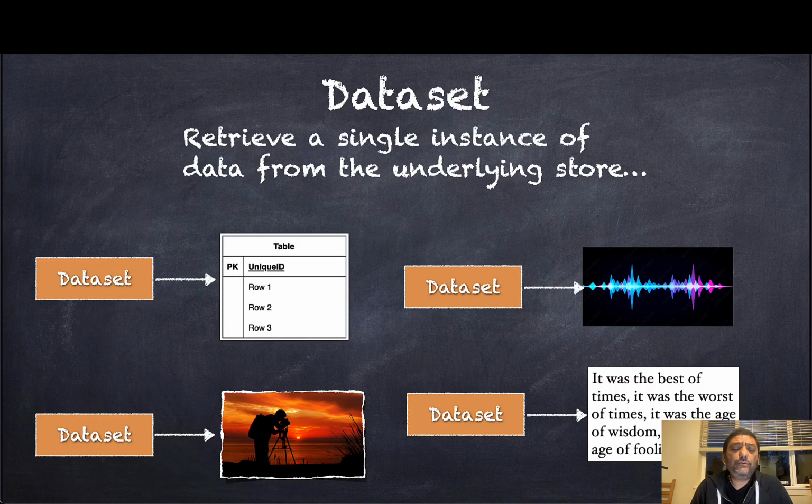And like we alluded to earlier, your dataset can yield any sort of data. And usually it will yield a single instance of the data from the underlying store. So for example, it could give us a row from a SQL database, or a photograph from some computer vision dataset, or an audio file from some audio dataset, or it can give us a bunch of text tokens from a big corpus of text. But the point is it will give us a single instance of data from the underlying store.